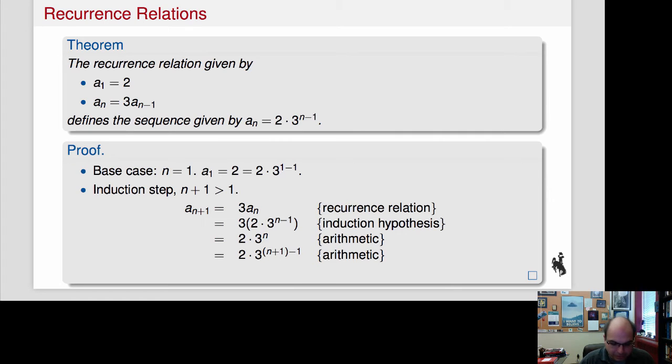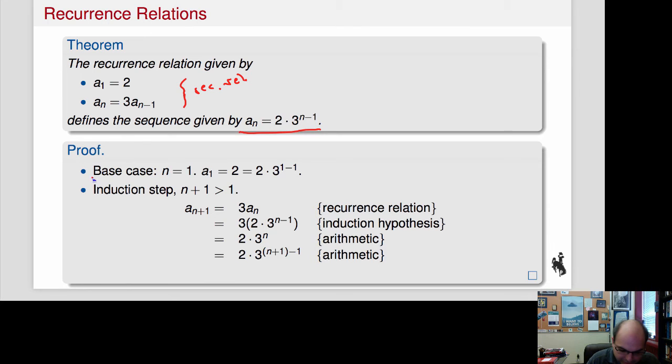Okay, so we can prove that. Okay, and here's the start. So we're given a recurrence relation right here, and we want to show that this is the closed form. The way that we prove these things is using induction. Okay, so that's why induction is so important.